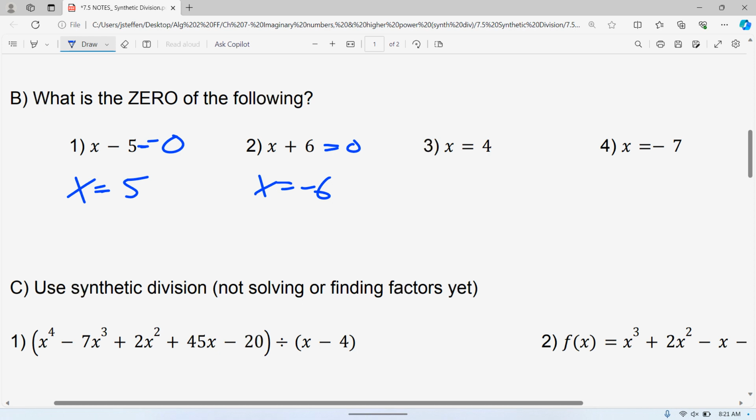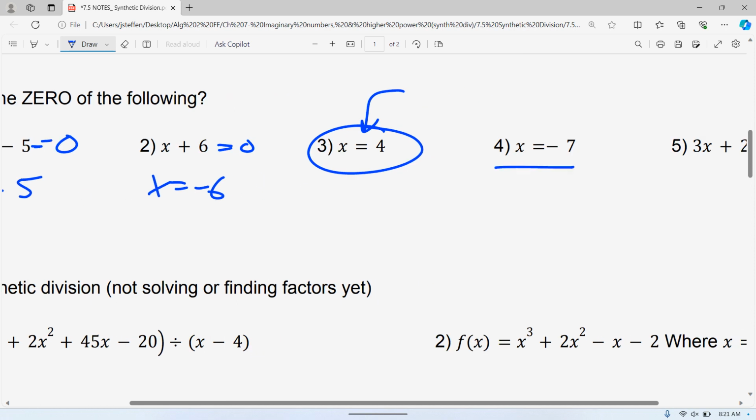Now, be careful, because a lot of students look at this and they say, oh, that's easy. It's just the opposite of what it looks. Minus 5, you get a positive 5. Plus 6 is a negative 6. It's just the opposite. Now, you're absolutely right for the most part, but then they'll throw in one like number 3 where x is equal to 4, and a lot of people will put negative 4. No, that is the zero. It's already solved. It's already equal, so that is the zero. That's the solution. Same thing, the next one, already solved for you.